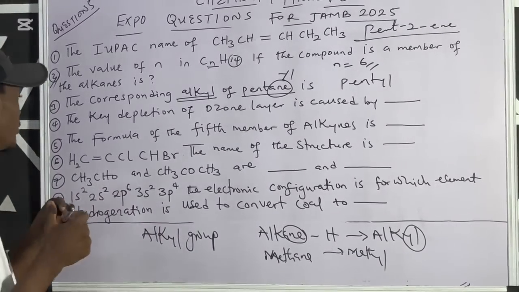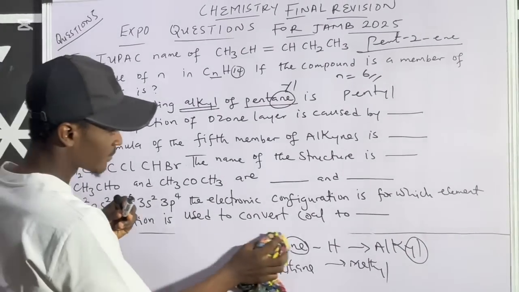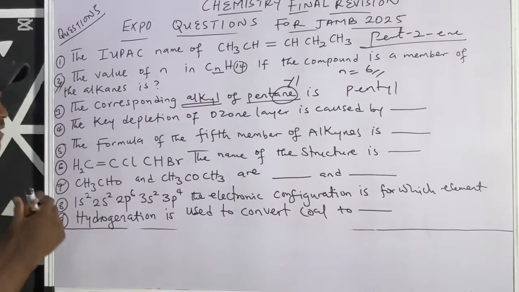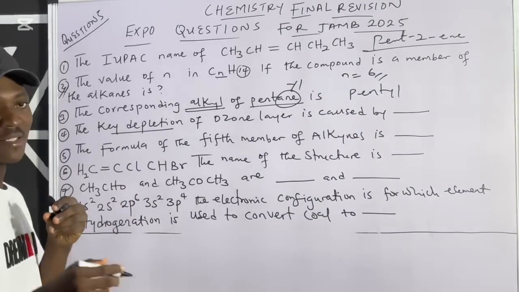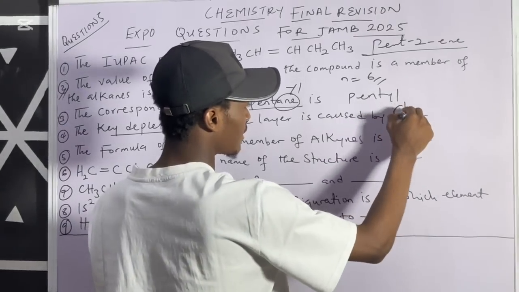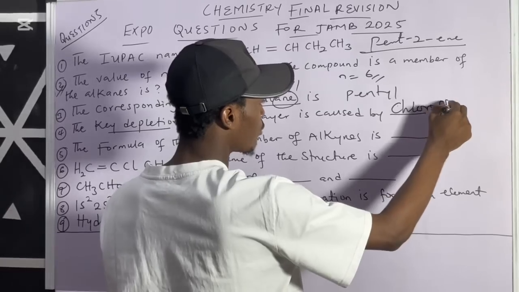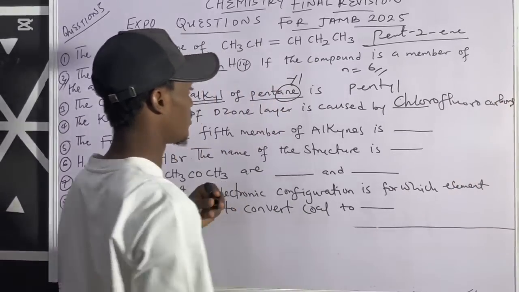Then question 4. The depletion of the ozone layer is caused by, it's very easy. The depletion, meaning the chemicals that are burrowing holes in the ozone layer, they are the CFCs, talking about the chlorofluorocarbons, the CFCs. So that's the answer to that question.